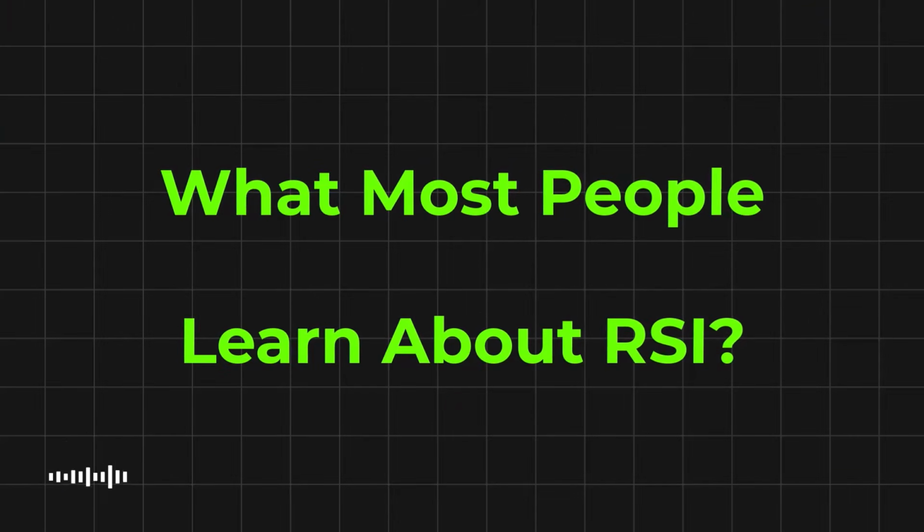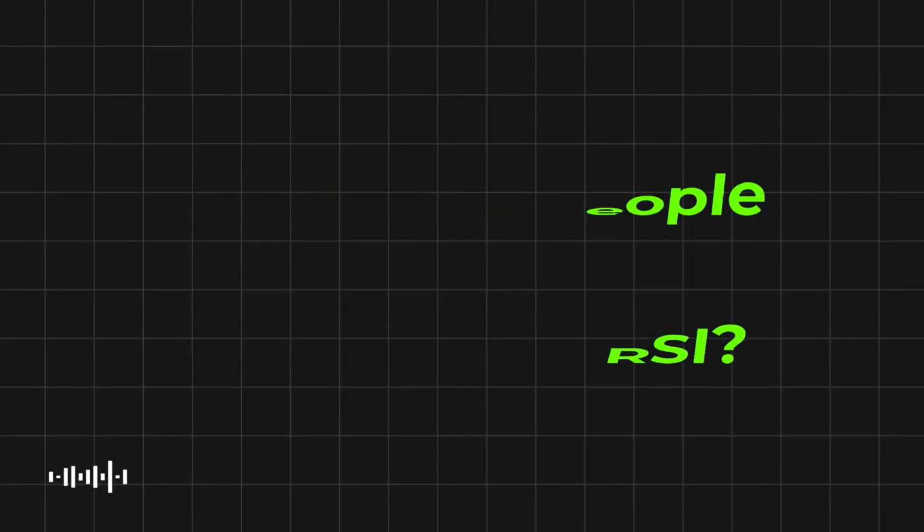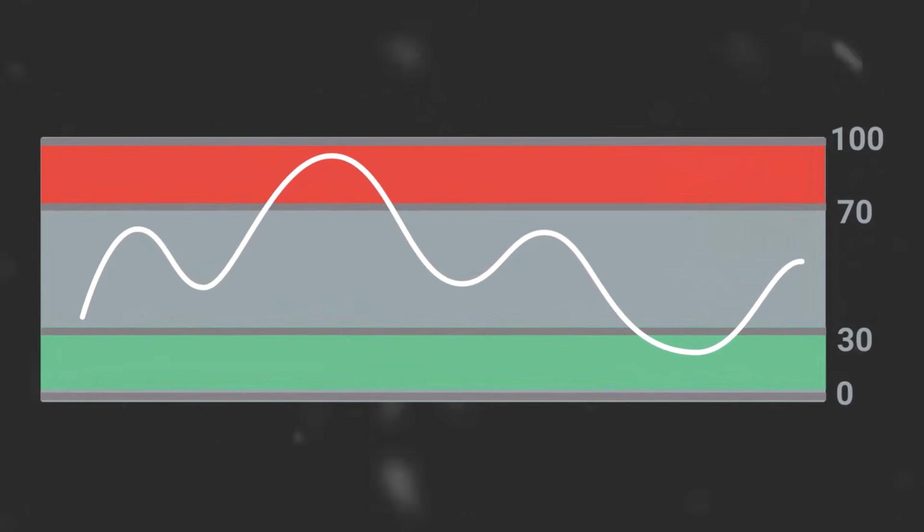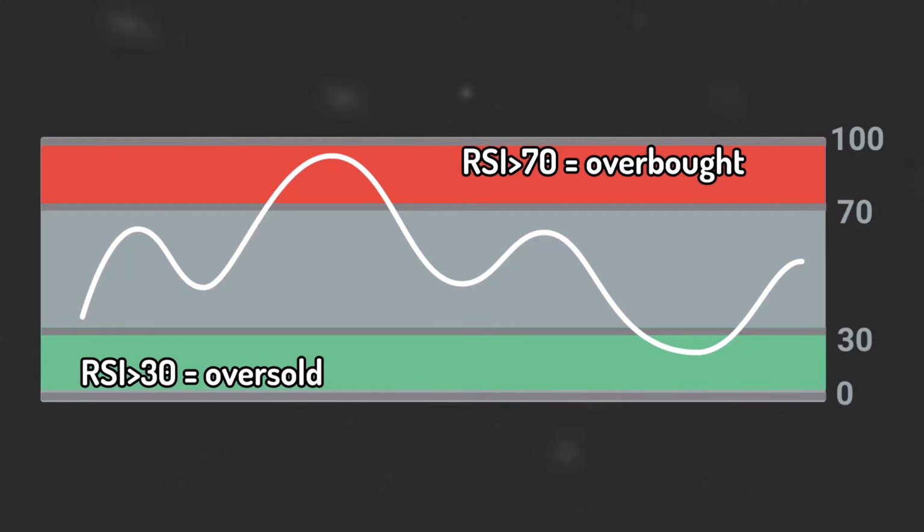What most people learn about RSI. When most beginners learn RSI, they are taught a very simple rule. If RSI goes above 70, the market is overbought. If RSI goes below 30, the market is oversold. At first, this makes sense. If price goes up a lot, it should calm down. If price falls a lot, it should bounce.